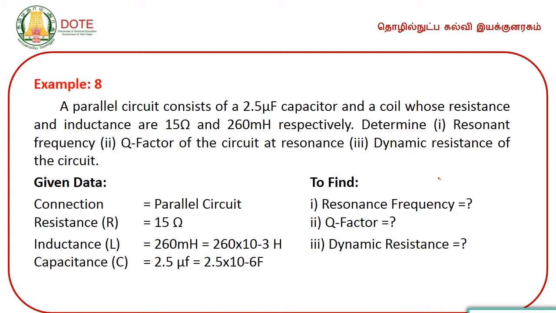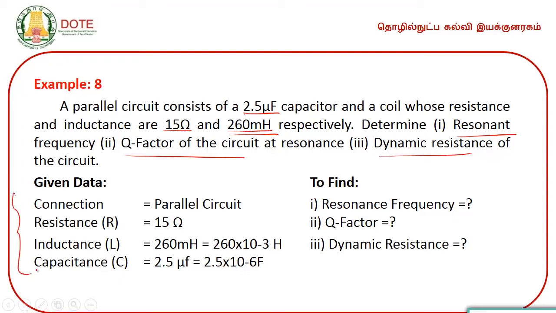A parallel circuit consists of a 2.5 microfarad capacitor and a coil whose resistance and inductance are 15 ohms and 260 millihenry respectively. Determine number 1, the resonant frequency, number 2, the Q factor of the circuit at resonance, then number 3, the dynamic resistance of the circuit.